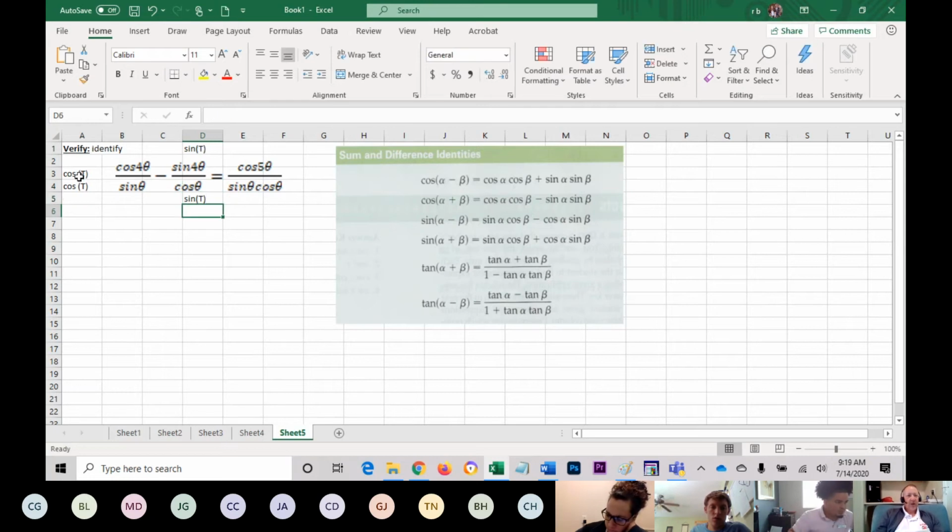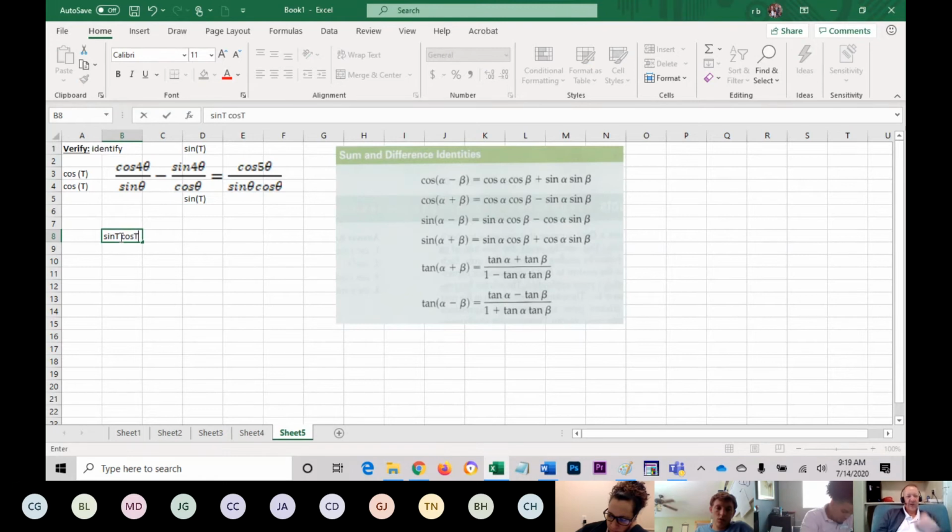Okay. So now we've got a nice common denominator of sine of theta, cosine of theta. So that's my common denominator. On the top, I've got what?